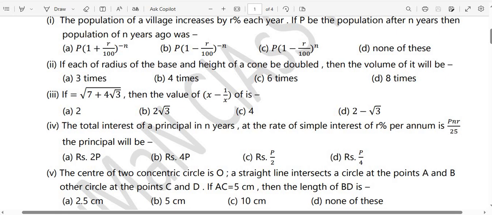Question number 3. If x is equal to root over 7 plus 4 root 3, then the value of x minus 1 by x is. Option A, 2. Option B, 2 root 3. Option C, 4. Option D, 2 minus root 3.